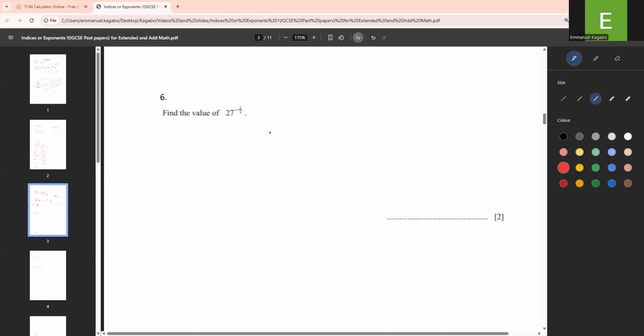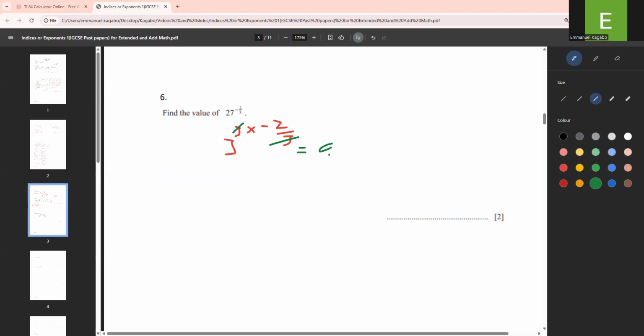Okay, what about this? You can pause the video and do that because it's almost the same. This 27 is 3 power 3 times negative 2 over 3 altogether. Then simplify. This cancels out with that.